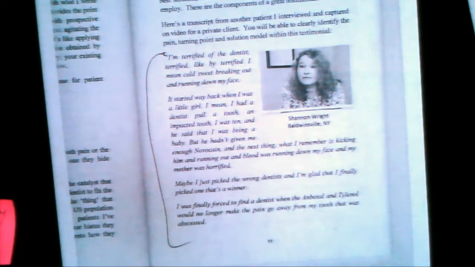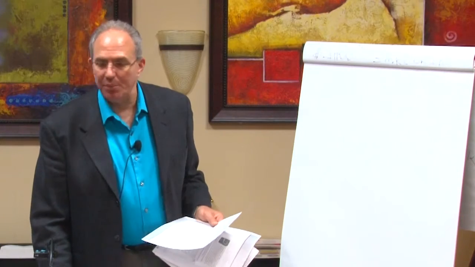See, the connection there is the fact that there are people who have been ridiculed, chastised, belittled by their dentist. See, that's a connection point.